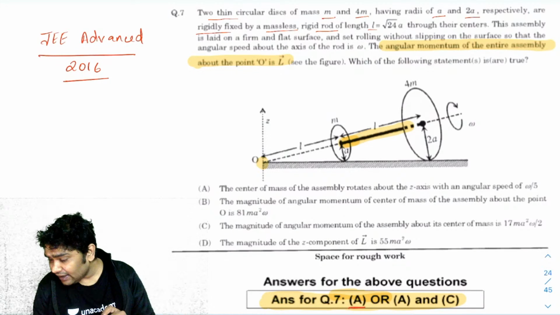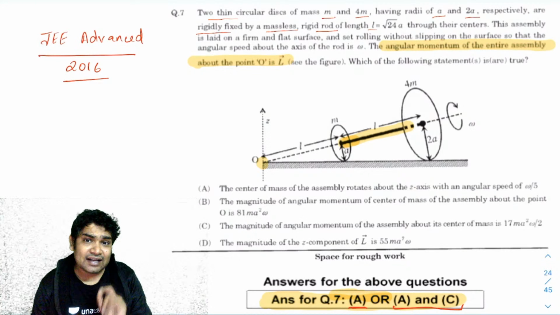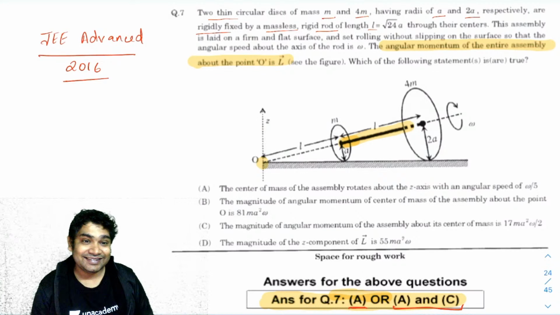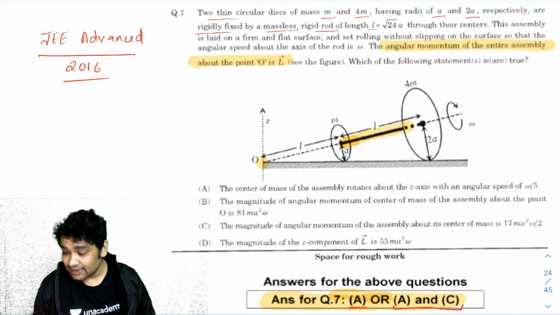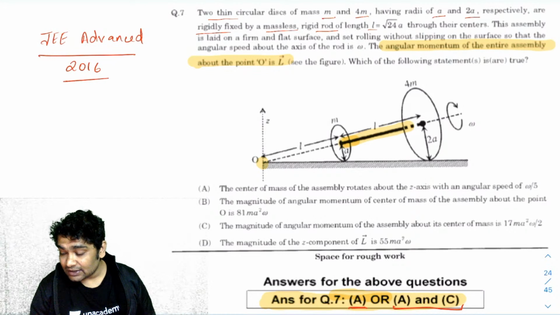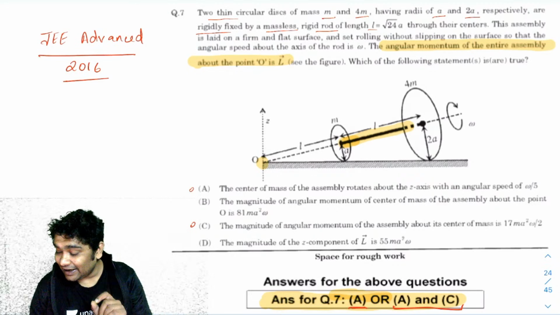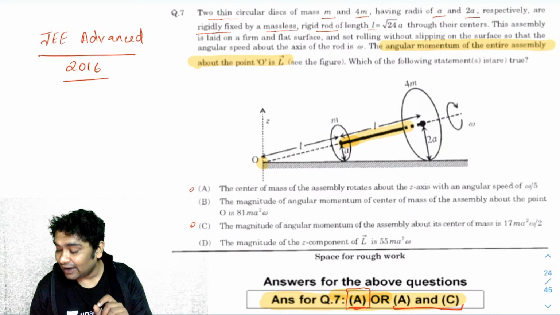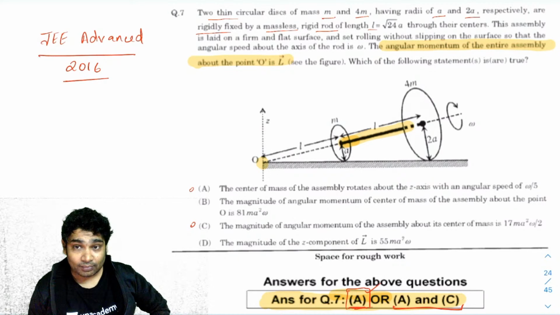It says A or A and C. Why does it say A or A and C? The solution that TBs has given is A and C both. Now, why did IIT say A or A and C? Why is this also correct? If you mark A alone, then that is also correct. Why do you think that is?